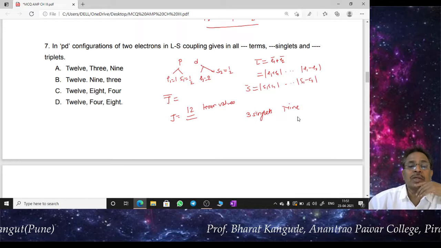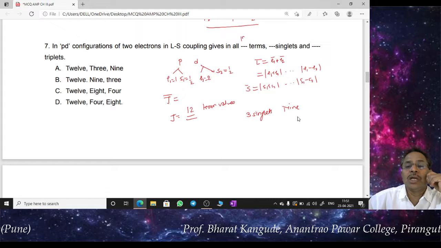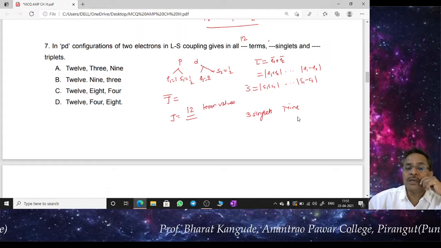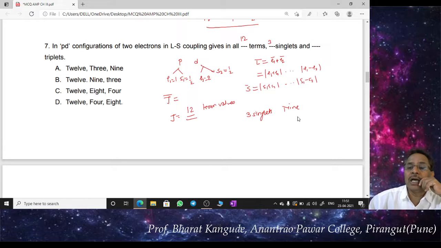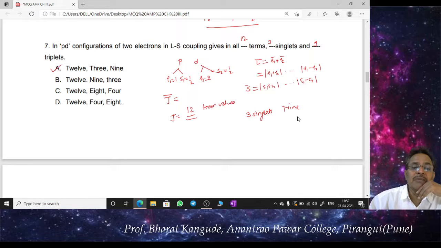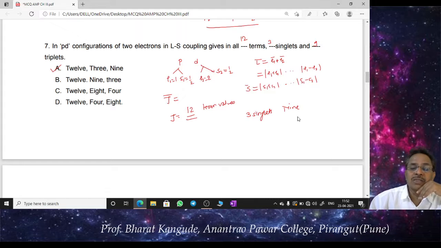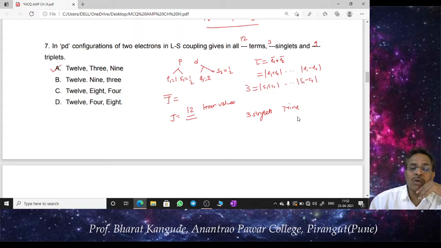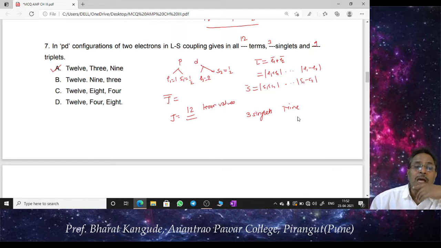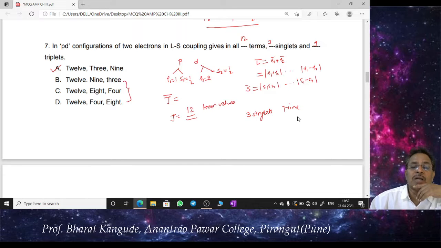So the PD configuration of two electrons in LS coupling gives in all 12 terms. We can calculate this using the LS coupling scheme. Out of these, 3 are singlets and 9 are triplets. So the correct answer here is A, that is 12 terms, out of which 3 are singlets and 9 are triplets. Just to confuse you, I have given 12 everywhere. That means we are supposed to get 12 terms, and combinations like 9, 3, 8, 4, 4, 8, etc. are not allowed at all.